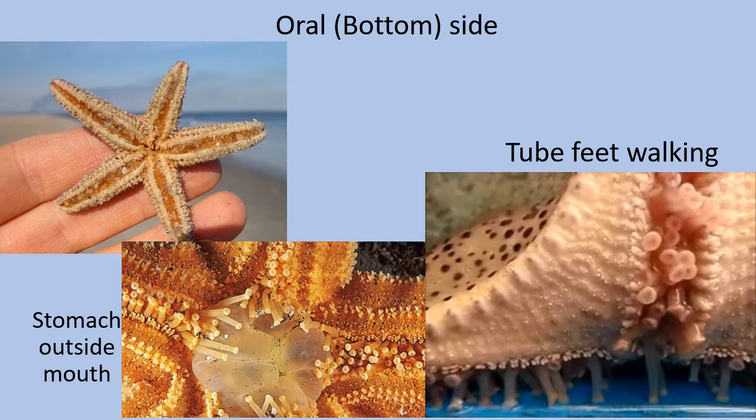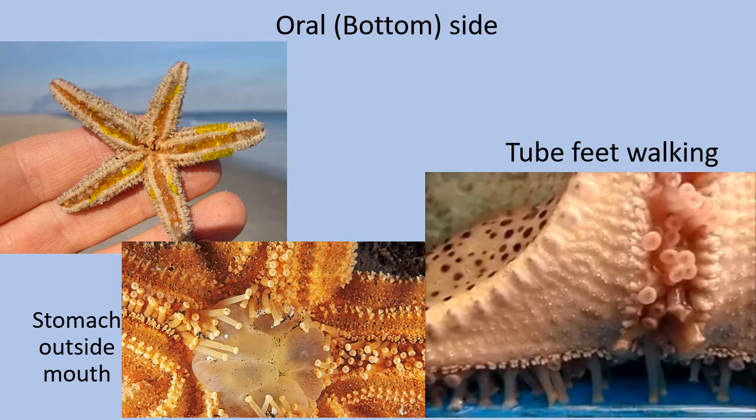On the oral side, you would have sharp, mineralized spines that pass through their skin, and that's for protection. And then in the middle of each arm, there would be 5 arms typically, would be tube feet. The tube feet are used for locomotion as well as for grabbing onto prey, like if they were going to pry a clam open.